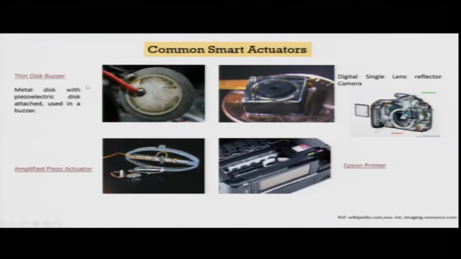Now, if you look at the first simple example, that is this thin disc buzzer, which is used in every bicycle buzzer. So, if you are a little bit aware of your surroundings, you will see this application is very common. What you will have here is the metal disc, the broad one, and then on top of it there is a piezoelectric disc, and in fact, there is a shining layer on top of it, which is the electrode actually.